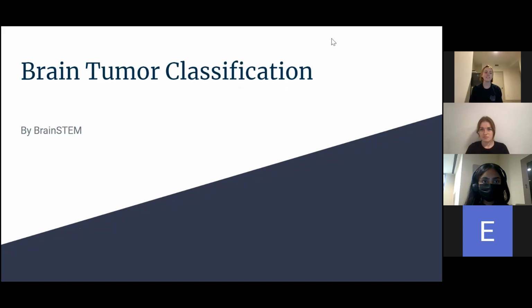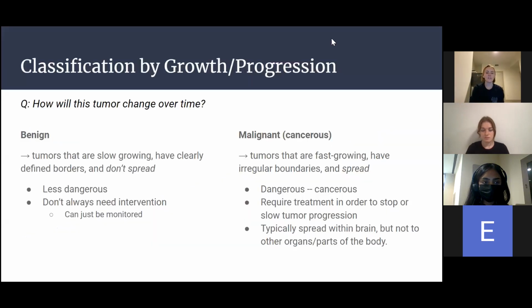This is our series on brain tumors, and today we're going to be talking about brain tumor classification. So let's jump right in. There are a bunch of different ways that you can classify tumors, and we're going to talk about a couple of the main ones.